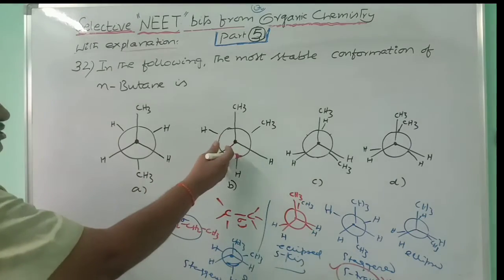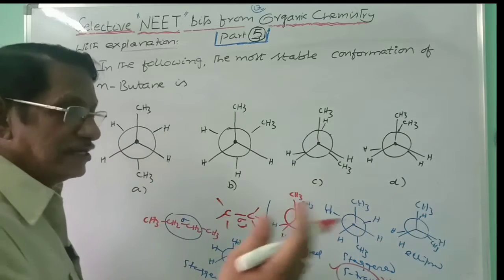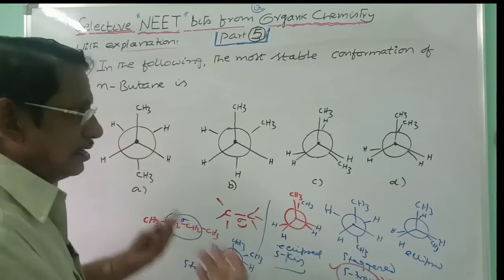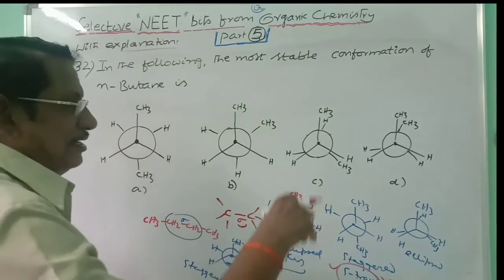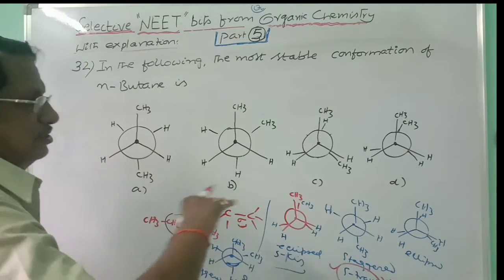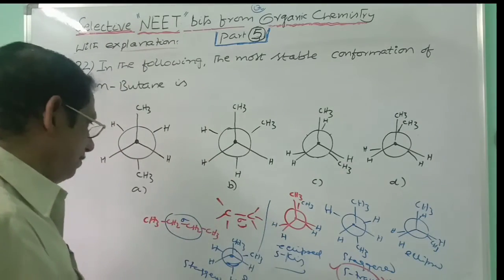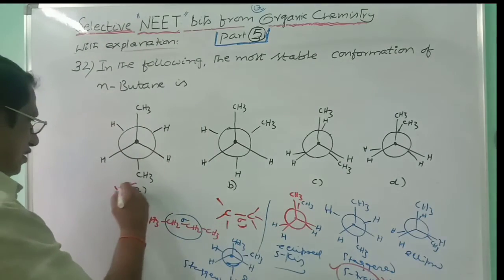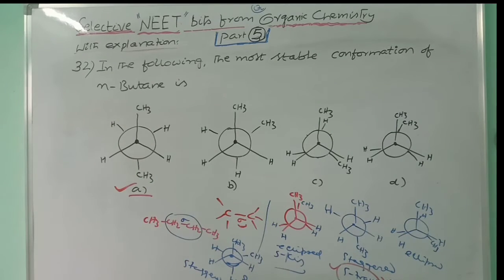A gauche is more stable than eclipsed. Any staggered conformer is more stable than any eclipsed conformer. And in the staggered conformers, S-trans is the most stable, and in the eclipsed conformers, S-cis is the least stable. That is the order of stability in the case of conformers for alkanes. Okay? So option A is the correct answer. Okay? Right? Next one.